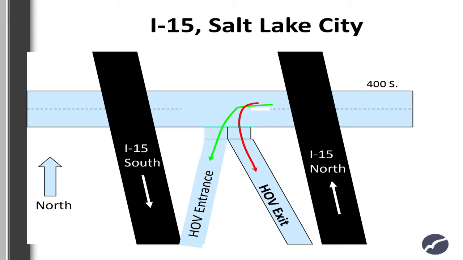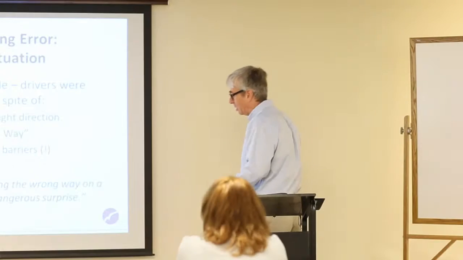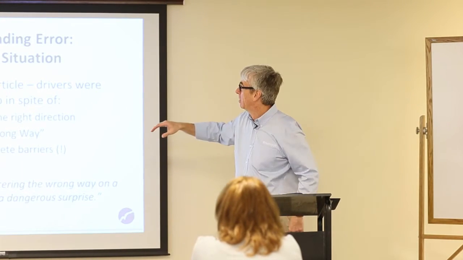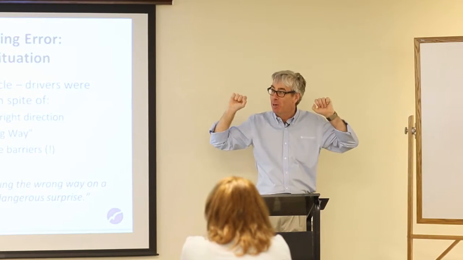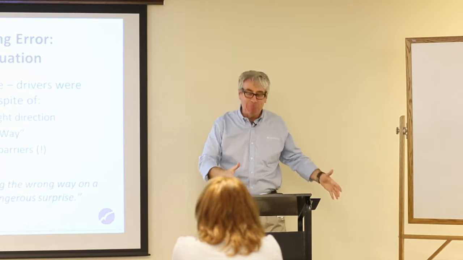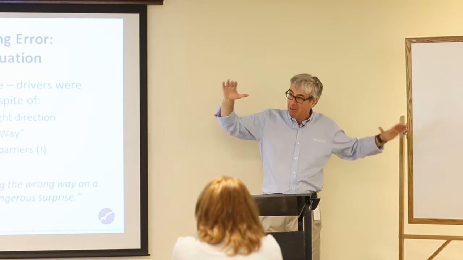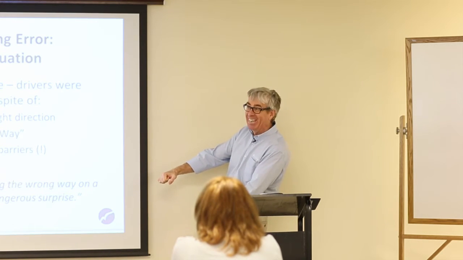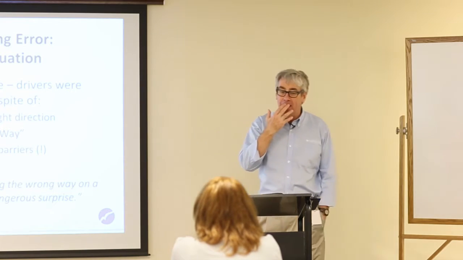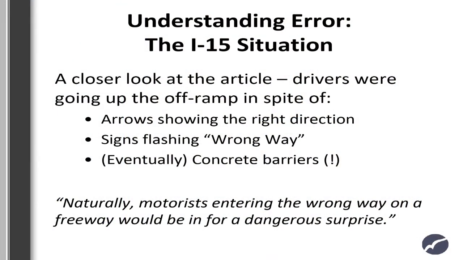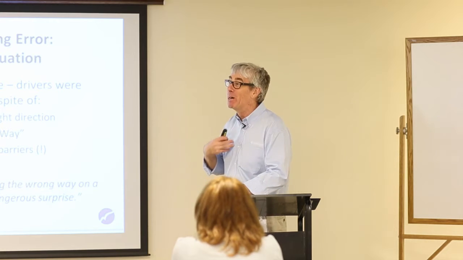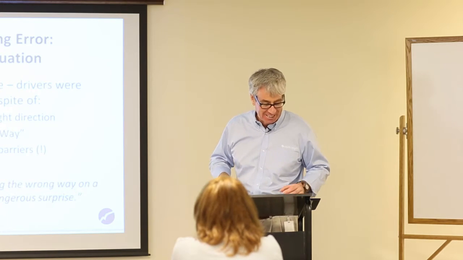Yikes, right? They're doing this in spite of this. There are arrows painted on the road. There's a sign. Wrong way, wrong way, wrong way, right? And eventually they put up one of those concrete barriers, and people were trying to drive around that thing and go up the wrong way. And it was crazy. The Salt Lake Tribune article about this says, "Naturally, motorists entering the wrong way on a freeway would be in for a dangerous surprise." No fooling, huh? So that's why I buy the Tribune, for that kind of in-depth analysis.